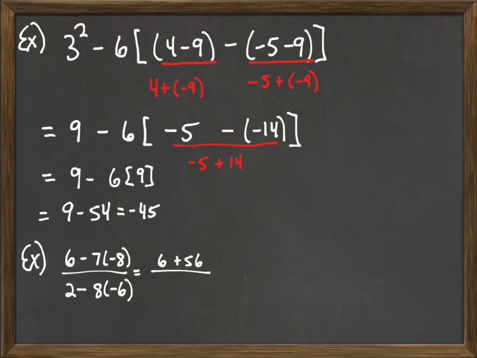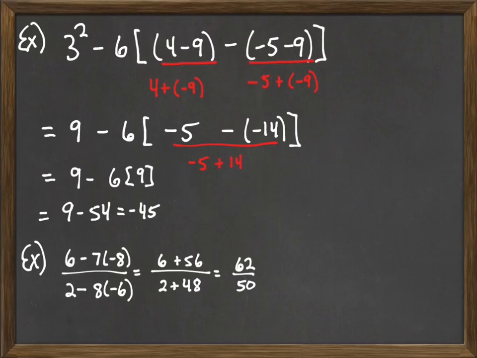And the same thing in the bottom here. That minus 8 times negative 6, I'm going to think of it as negative 8 times negative 6. So that'll be 2 plus 48. And then we just continue working things out. 6 plus 56 is going to be 62. 2 plus 48 is 50.